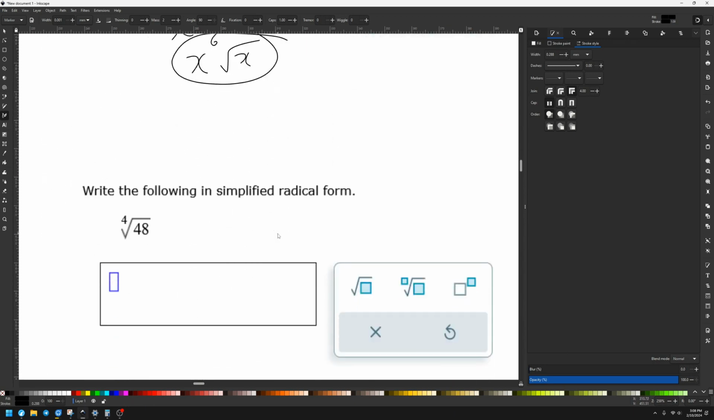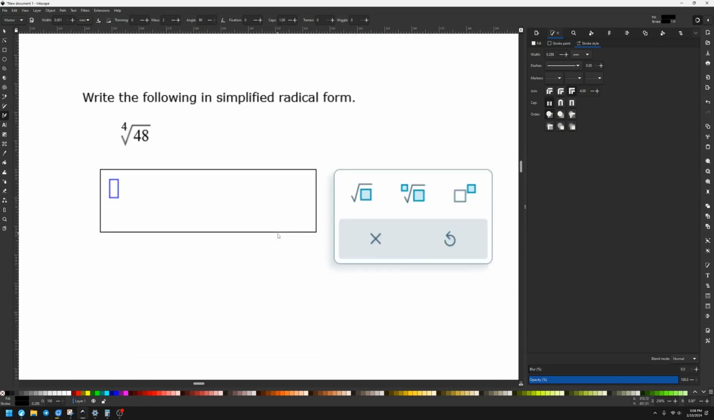Okay, next one. Write the following in simplified radical form. Okay, so for the other problem, like with the square root of 27, we broke it down into perfect squares. For this problem, since our index is this number here, index is 4, we're going to have to write powers of 4. Okay, 1 to the 4 is 1, that's not very helpful. 2 to the 4 is 16. 3 to the 4 is 81. Okay, so with 3 to the 4, we quickly overshoot so we can scratch out this possibility.